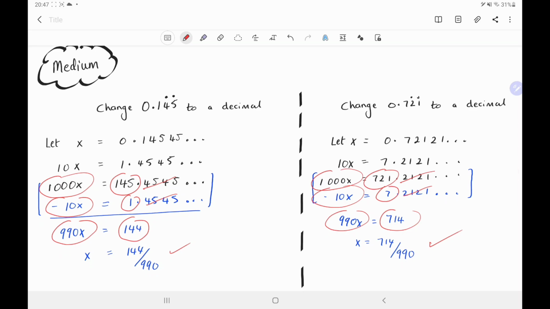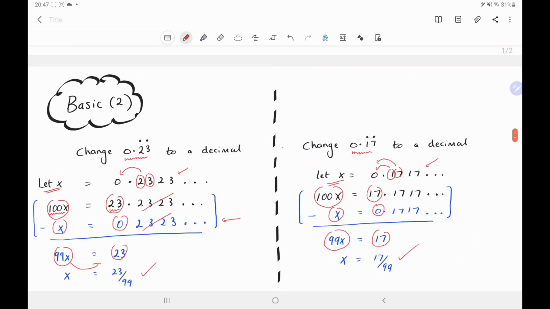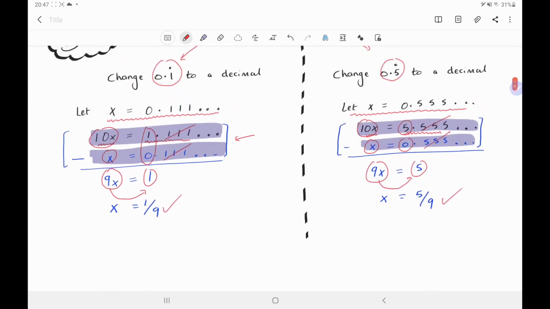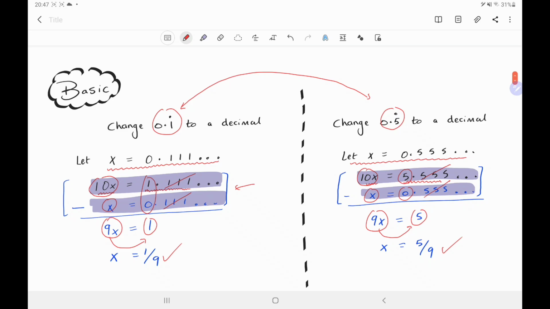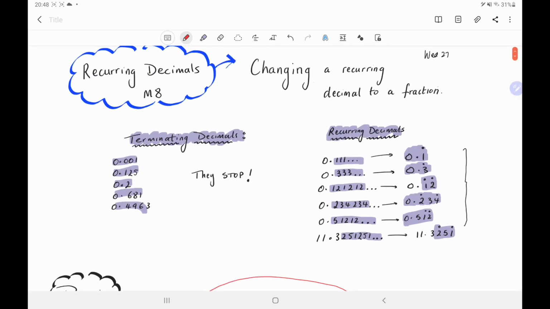So for these harder questions, if you have a digit that is not recurring, you need to multiply by 10 to get that digit across, and then start again. For questions where you have two digits recurring, you need to multiply by 100. And the basic ones, if you have one digit recurring, you multiply by 10. And then do your subtractions so that your digits after the decimal point disappear. And that is all there is to converting between a recurring decimal and a fraction.